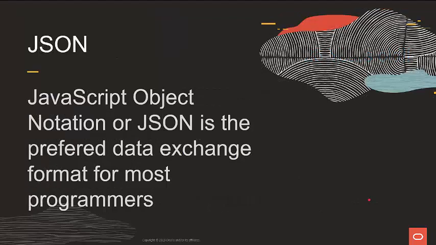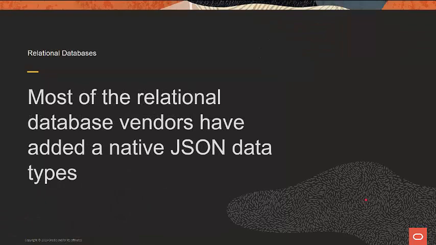So, JSON. JavaScript Object Notation is the preferred data interchange format for most programmers. Many years ago we were using XML and it got ugly. JSON's a little easier on the eye and a little bit easier to read and parse.